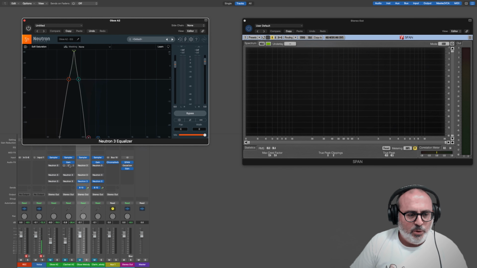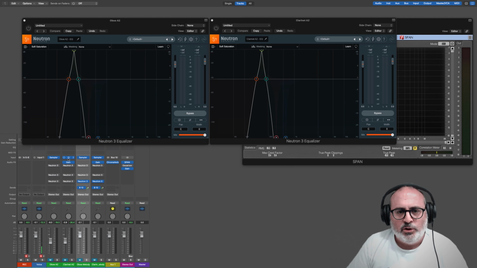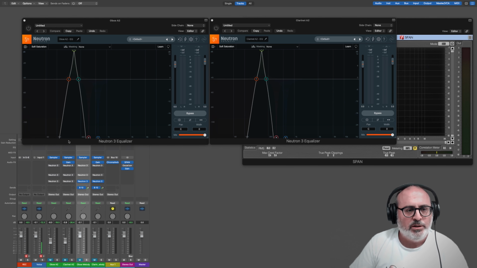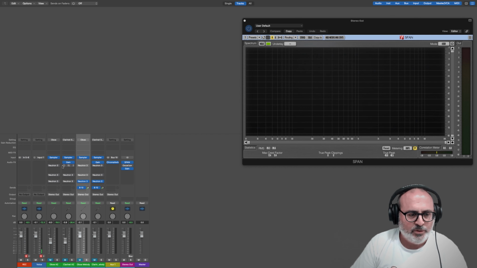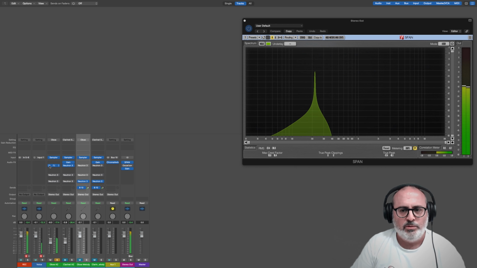Now let's look at EQing so that we can only hear the fundamental. So as you can see, I did something very, very extreme here. That's the oboe EQ and that's the clarinet EQ. So I really cut everything below and everything above the fundamental and enhanced the fundamental. And I did the same in both cases. And let's listen to how this sounds. So I turn them on. And let's listen to the oboe. And to the clarinet.